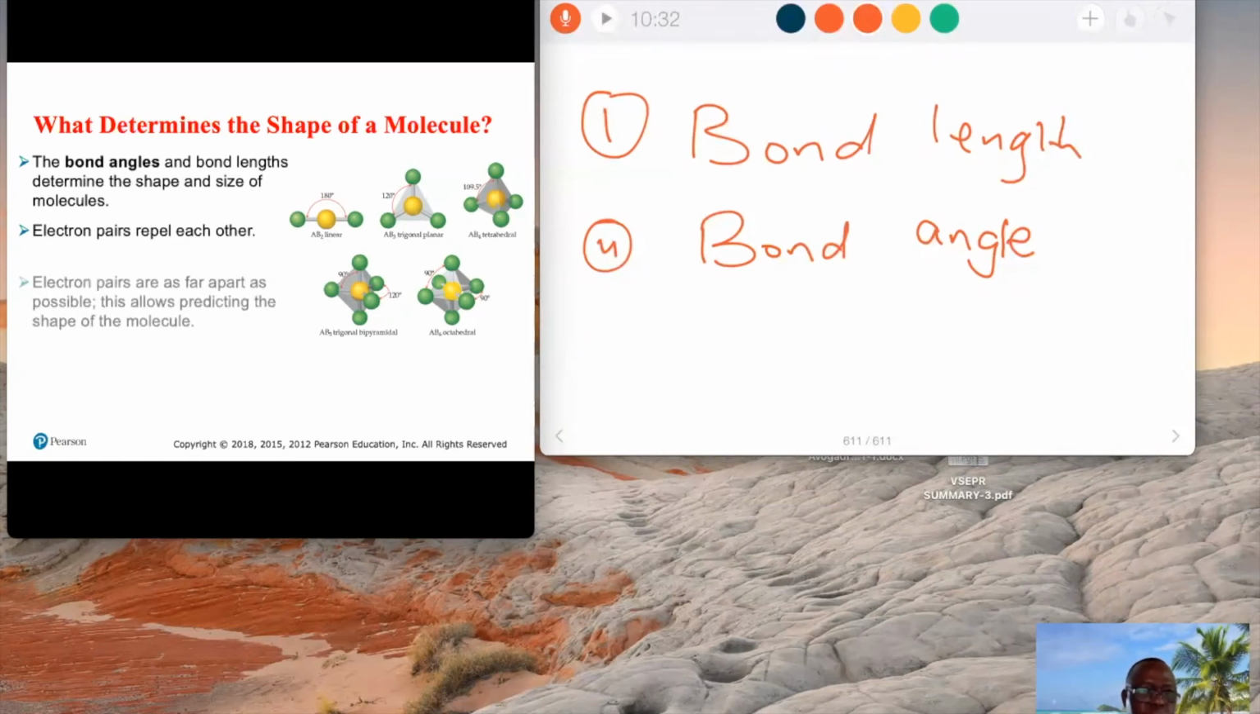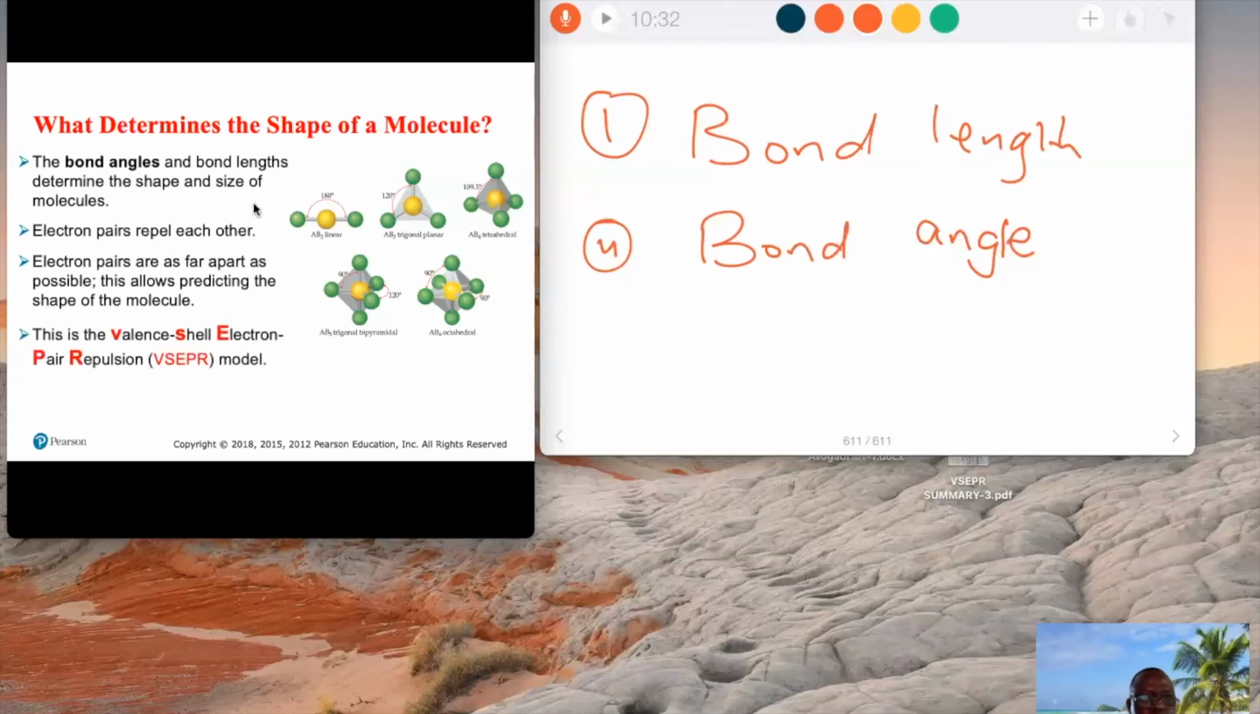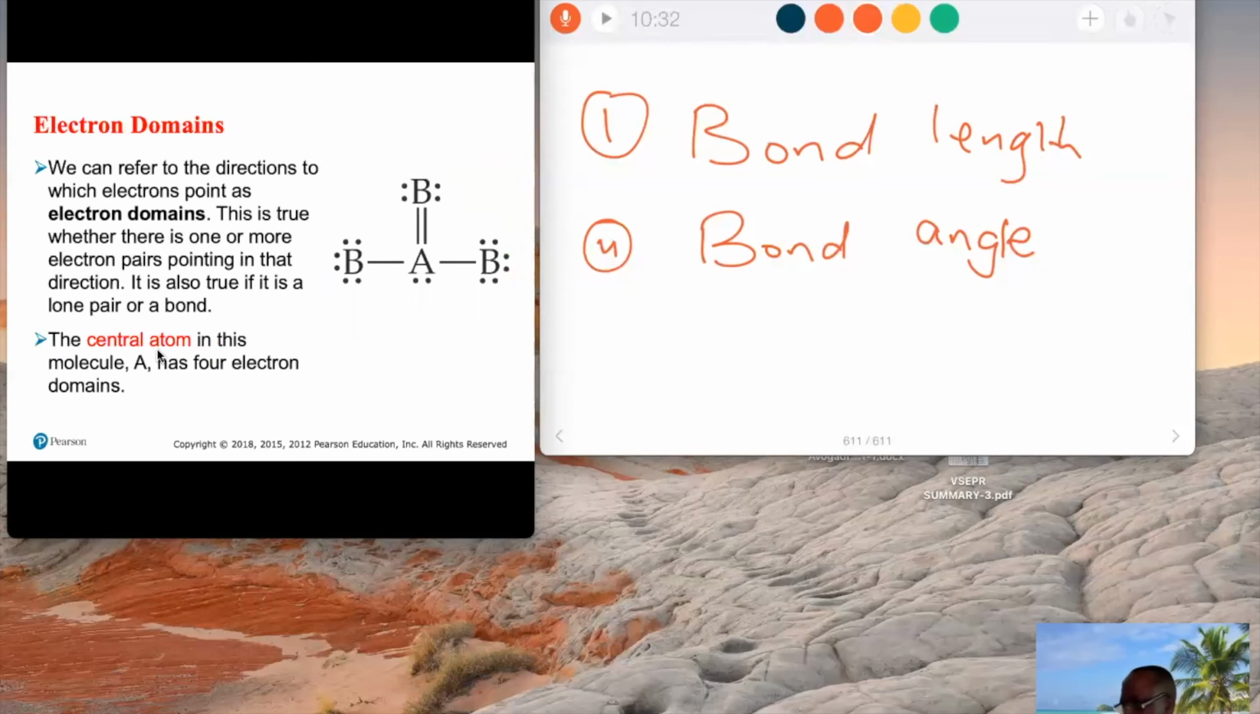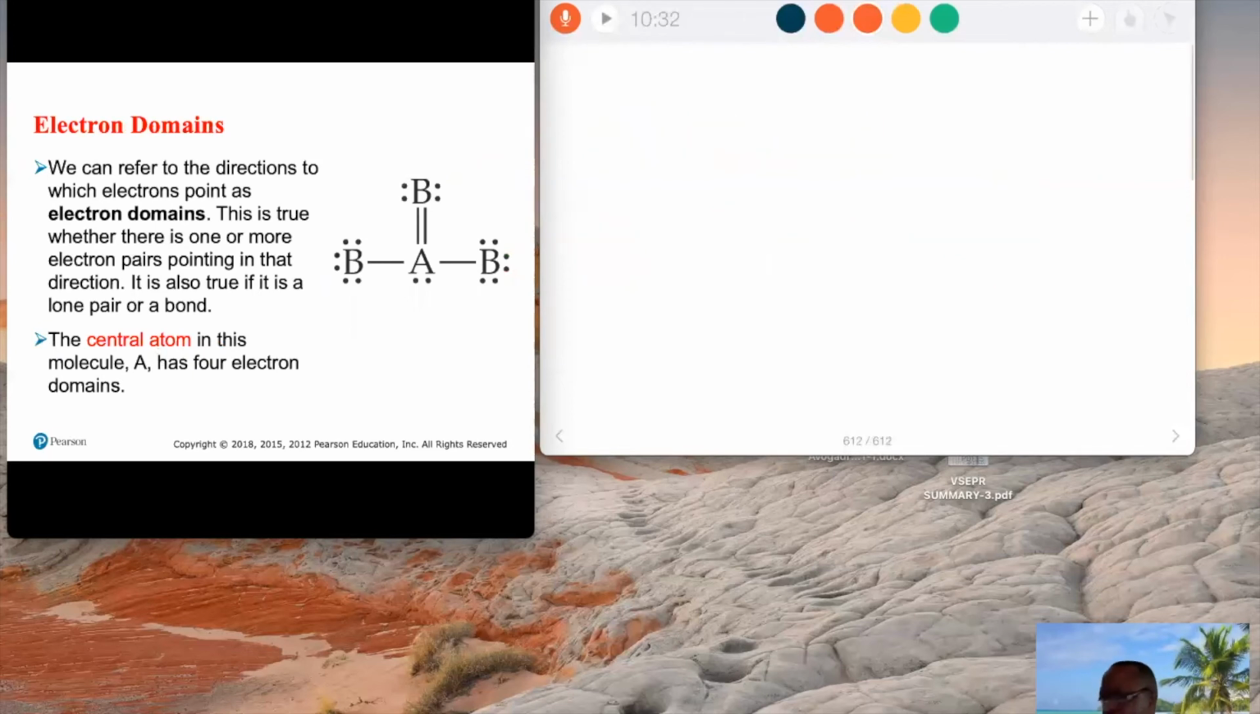We know electrons are negatively charged and therefore they tend to repel each other. With that, the repulsion leads to what you see in terms of the shape and the bond angle. This is the meaning of VSEPR, valence shell electron pair repulsion: valence electrons tend to repel.